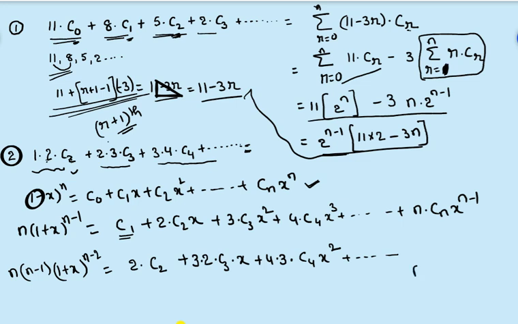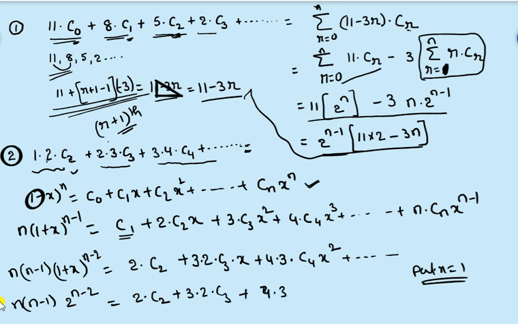Now put x equals to 1. If you put x equals to 1, then what we will get? n into n minus 1 into 2 to the power of n minus 2 is equal to 2 into C2 plus 3 into 2 into C3 plus 4 into 3 into C4 plus and so on. That is another way of doing the same question.